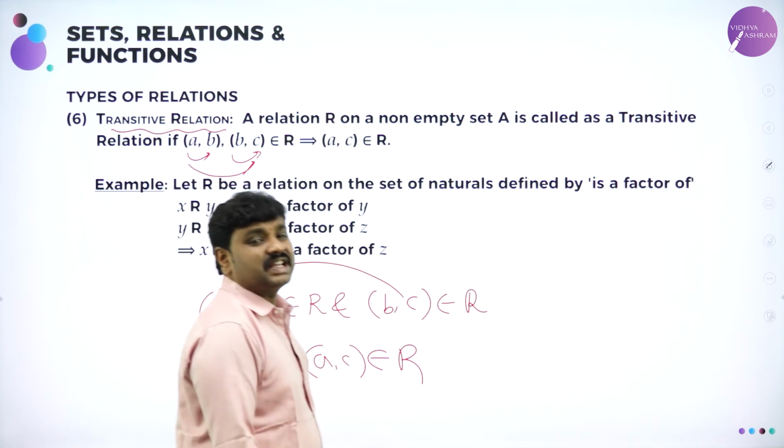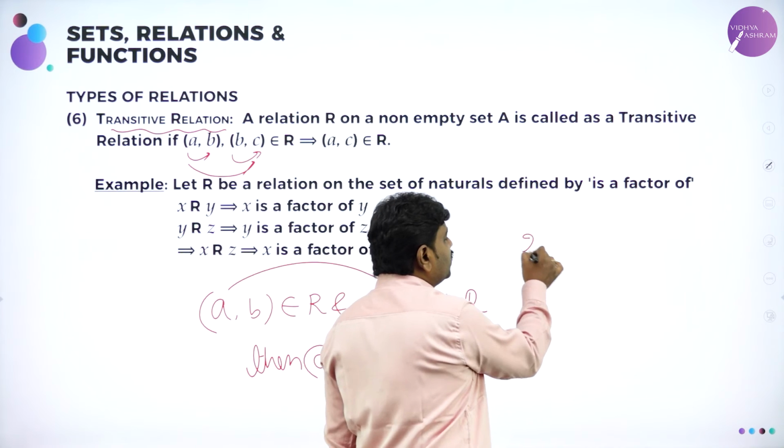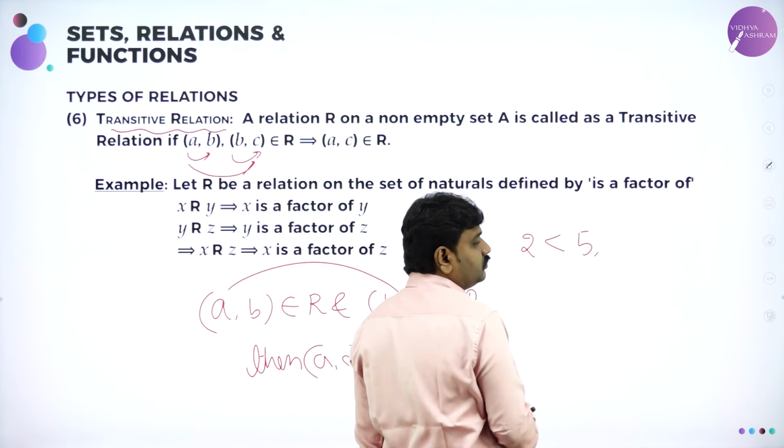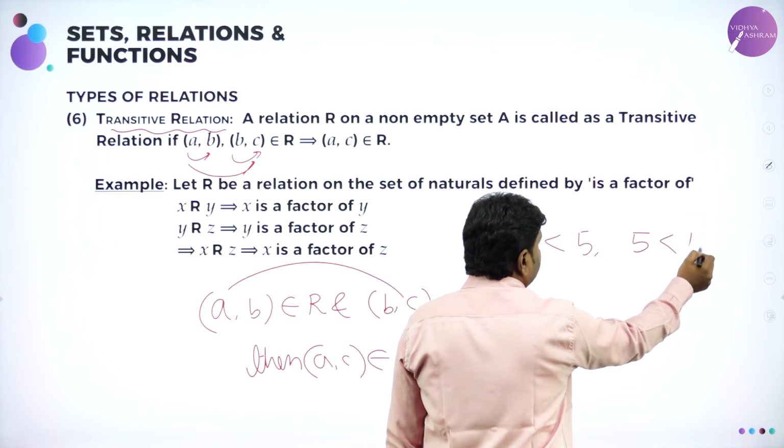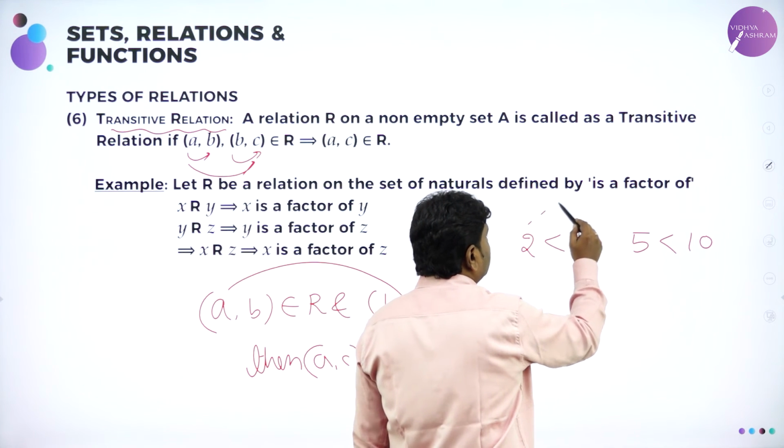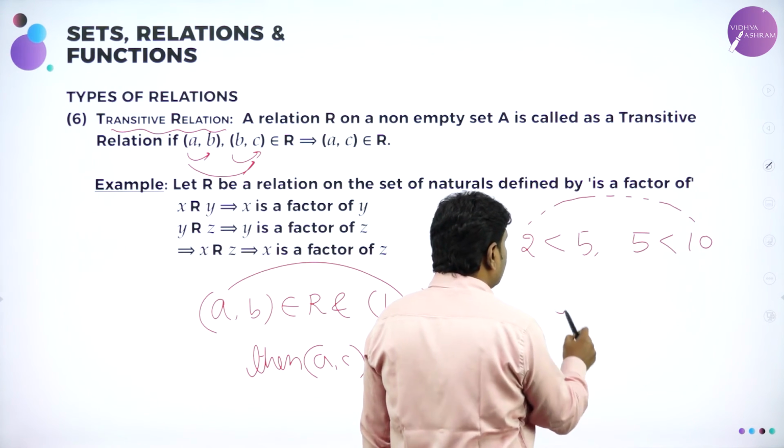For example, is less than. Say I'll take three elements. 2 is less than 5. Do you agree? So is less than, and 5 is less than 10. Do you agree? What about first and last? First and last means 2 and 10.